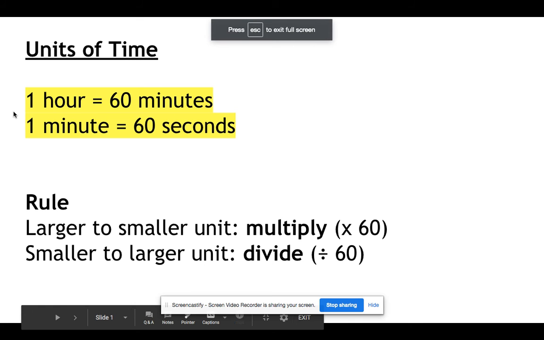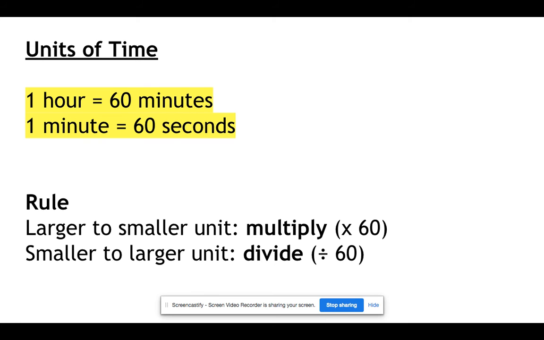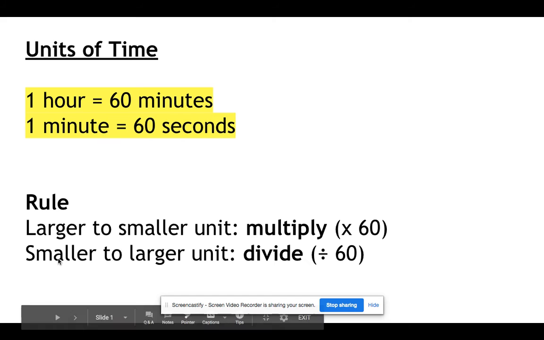Hi everyone. So today we're going to continue doing lesson 12.7, but it's going to be a little different, meaning it's going to be a little bit more challenging. So, as always, you're going to need the same units of time, hours, minutes, and seconds, and the rules still apply. So, when you're going from a larger to a smaller unit, you multiply by 60. When you go from a smaller to a larger unit, you divide by 60. So, I'm going to show you a little more challenging problems than what you were used to yesterday.